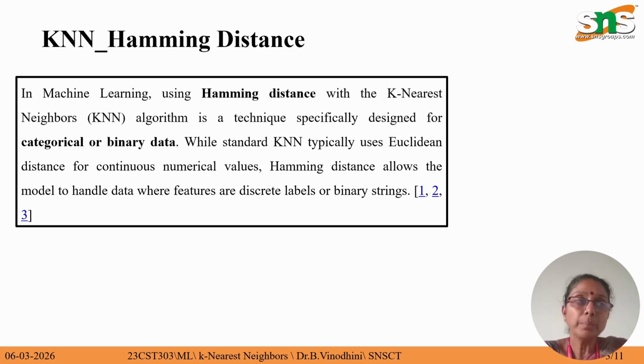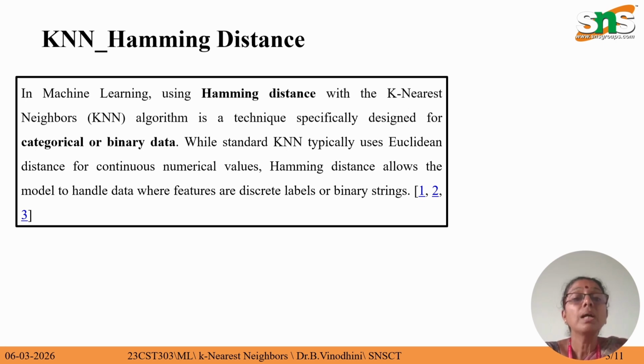Suppose the input feature values are numerical, then we use the Euclidean distance method to find the distance. Suppose one value is categorical and one is numerical, then we use the Manhattan distance method. The formula for Manhattan distance is the absolute value of the difference between the new data point and the existing data point.